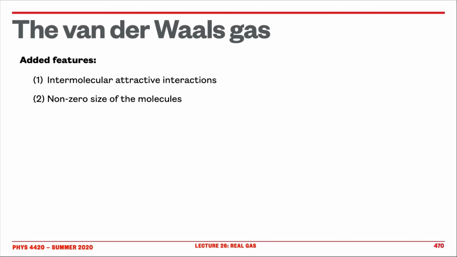Let's do this. So let's start right away with the van der Waals gas. What we want to add is basically the two main features that are missing, which is to add an attractive interaction between the molecules, which we know do interact, and also a repulsive interaction, which is actually related to the non-zero size of the molecule. So I have to spend a couple of seconds on this. Why do we connect the non-zero size of a molecule with its repulsive part?